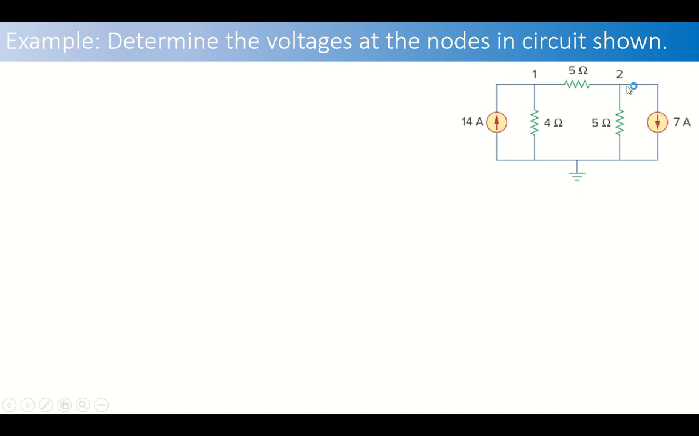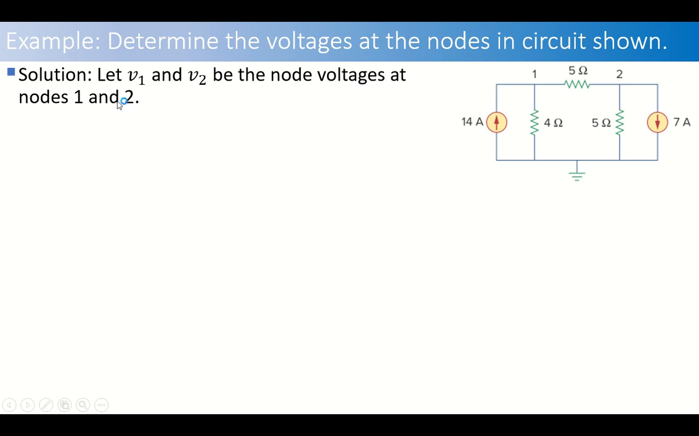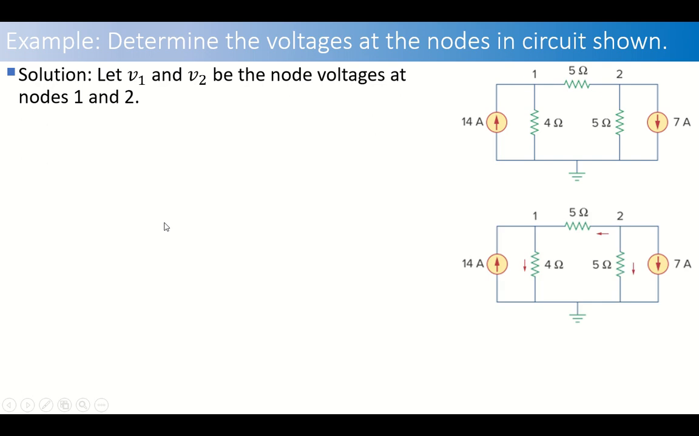Remember that this is the same node as the second node, and this is also the same node as node number 1. So we have two non-reference nodes. This means that we will be needing two equations to solve. So let's assume that the voltage here with respect to ground is V1, and the voltage here with respect to ground is V2. So let V1 and V2 be the node voltages at nodes 1 and 2.